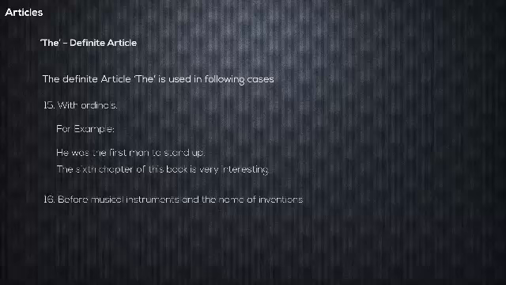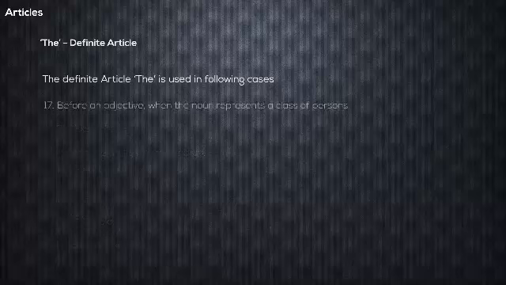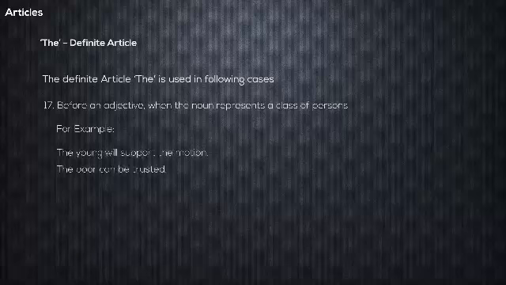Sixteenth, before musical instruments and the names of inventions. For example, he can play the flute well. Who invented the telephone? Seventeenth, before an adjective when the noun represents a class of persons. For example, the young will support the motion. The poor can be trusted.